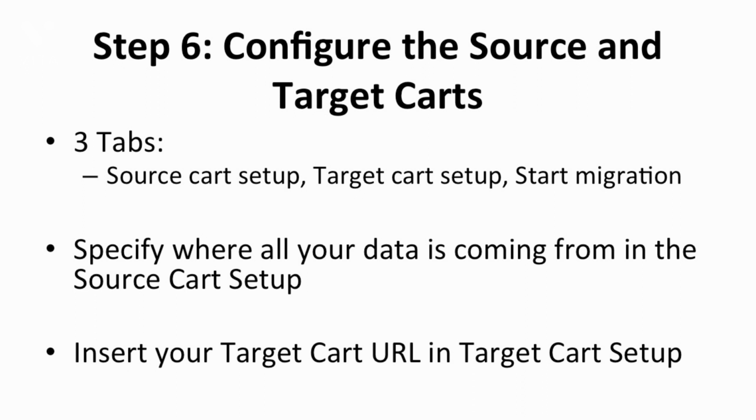In this case, you will choose BigCommerce as your source, and then add in the URL link to your old store. Moving on to the Target Cart Setup, you will need to fill in here the new platform that you're going to use, which is Shopify in this case. So copy and paste the new URL link to your Shopify store. Follow the next steps and then click on Start Migration.